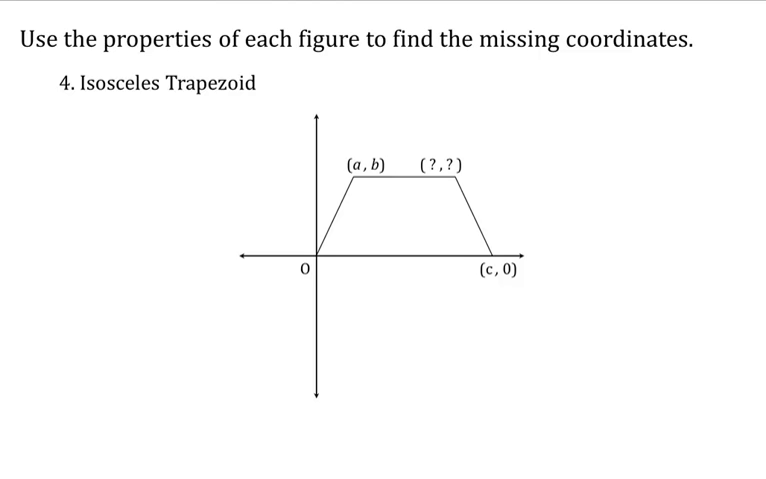Alright, last one, skip down. It's number 4 if you printed it offline. It's number 23 if you have the half sheet from class, the Isosceles Trapezoid.